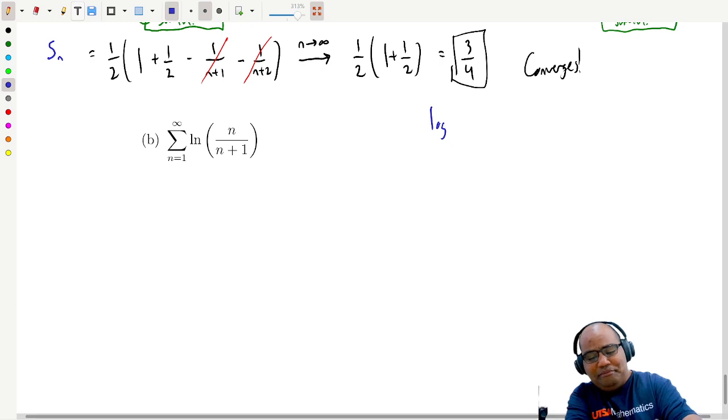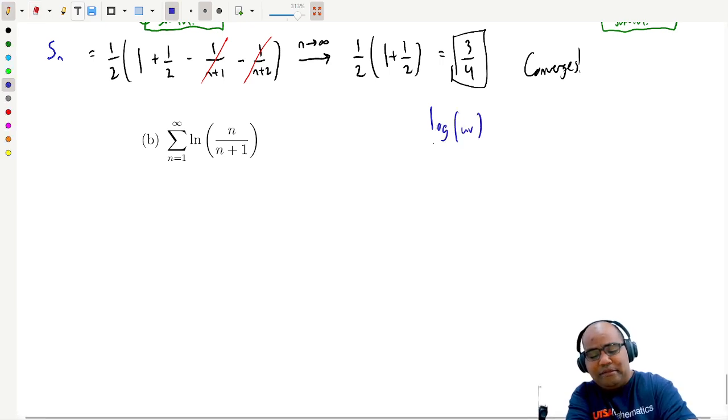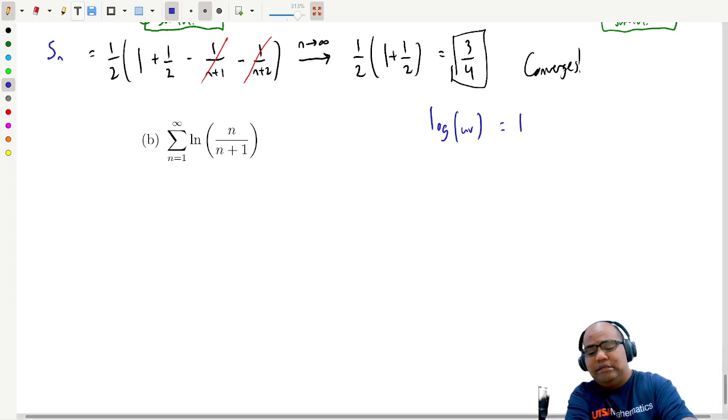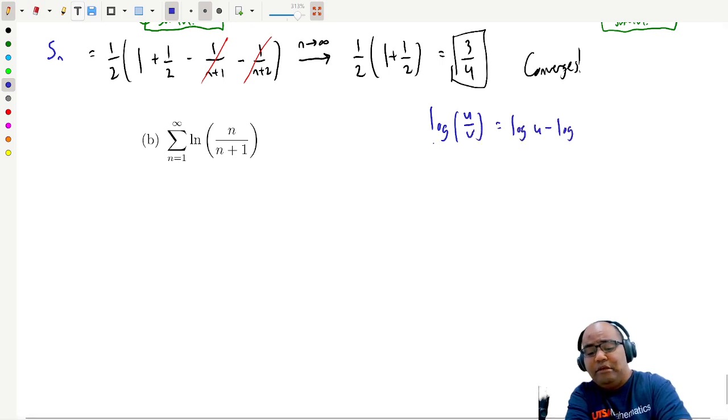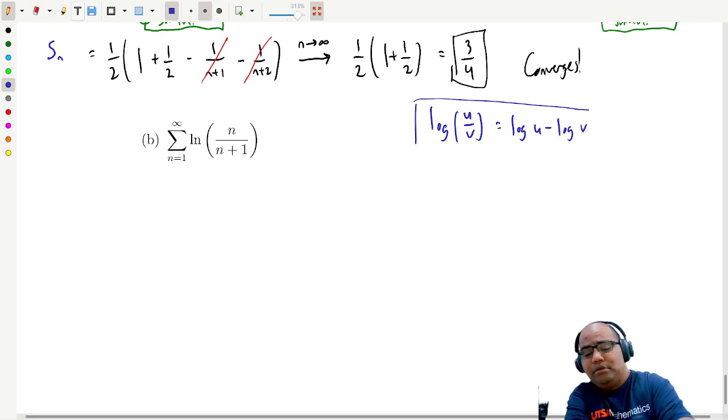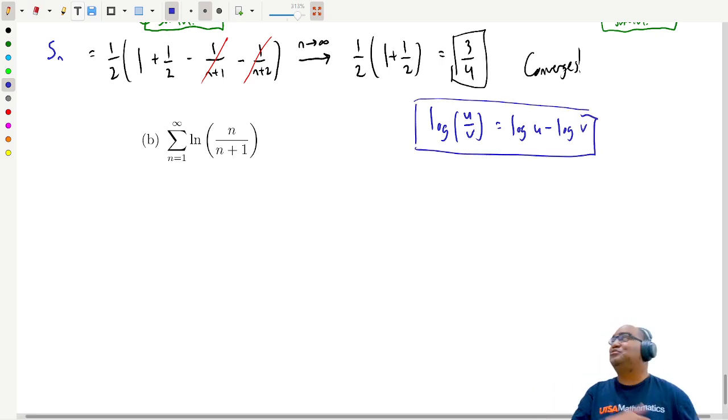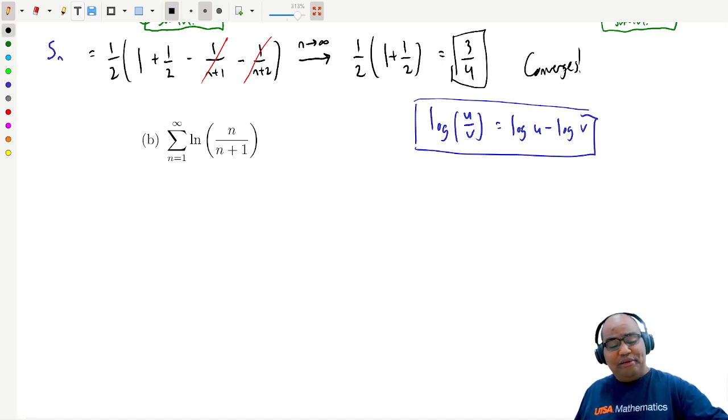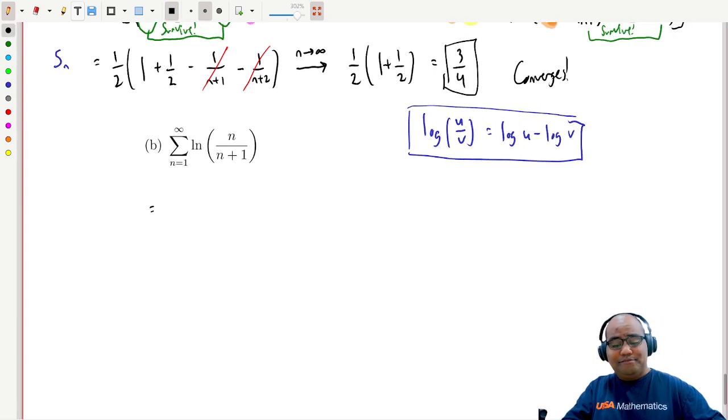If I have the logarithm of u times v, any logarithm base, or rather, this one I want to do, log of u over v, log of a quotient, that's the log of u minus the log of v. Logs turn quotients into differences. Logs turn division into subtraction. So we're going to go ahead and use that log property here.